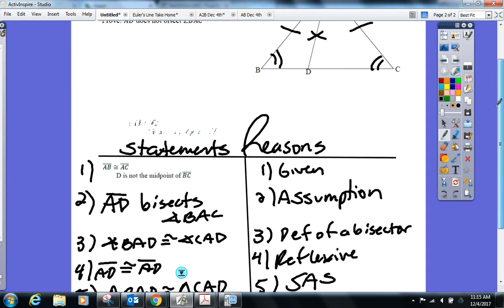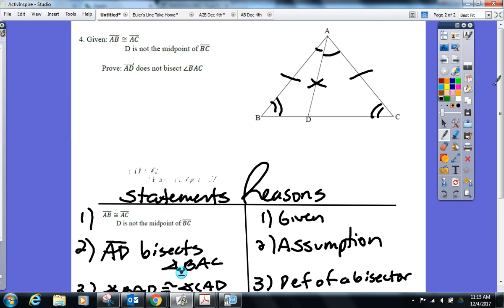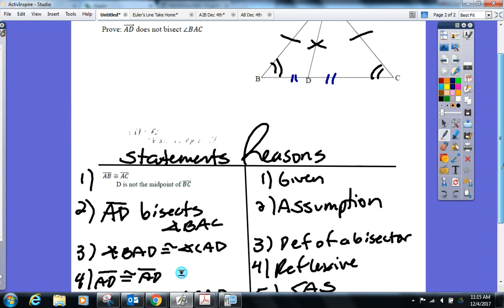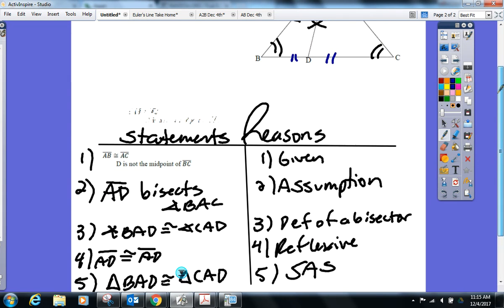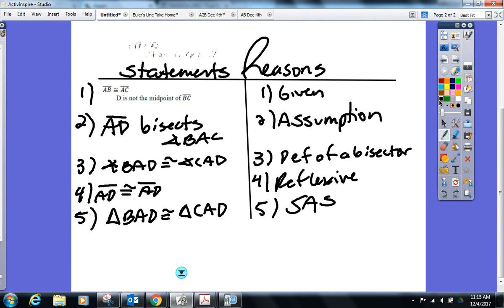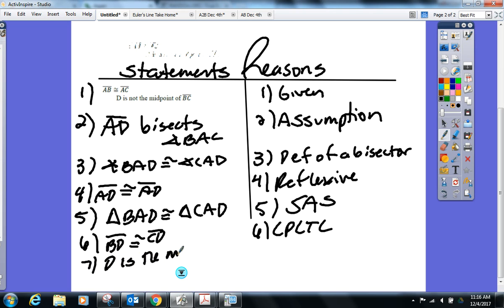Now, if those triangles are congruent, what corresponding parts in particular that we needed are congruent? BD and DC by CPCTC, so BD and CD. CPCTC. Now, don't think you have a contradiction yet. You haven't contradicted a darn thing. But now that BD and CD are equal, what do you know about point D? It's a midpoint. So D is the midpoint of BC.